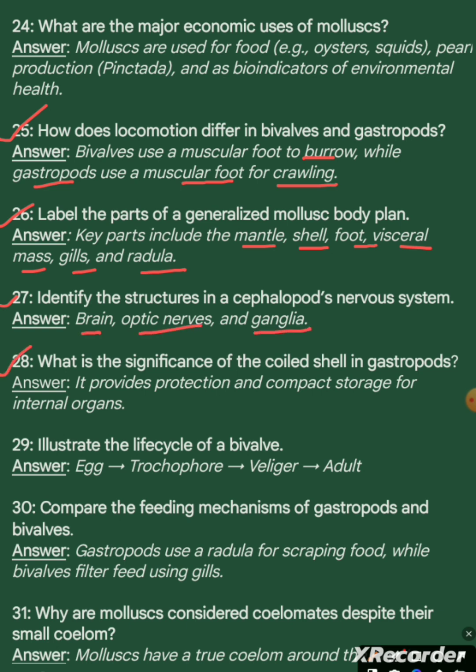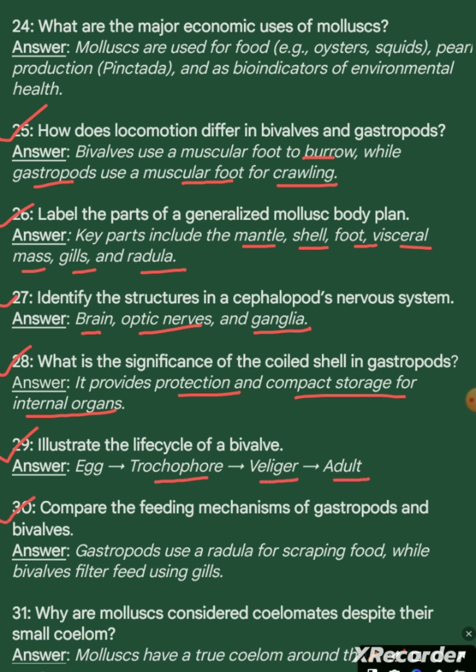Question 28. What is the significance of the coiled shell in gastropods? Answer. It provides protection and compact storage for internal organs. Question 29. Illustrate the life cycle of a bivalve. Answer. Egg to trochophore to veliger to adult.